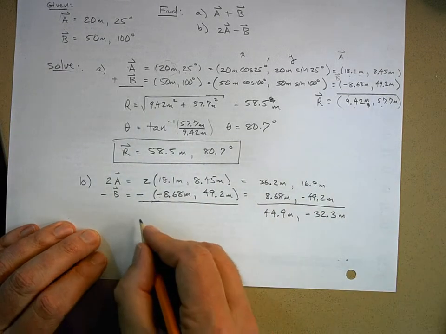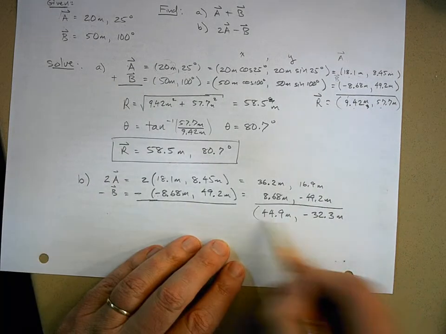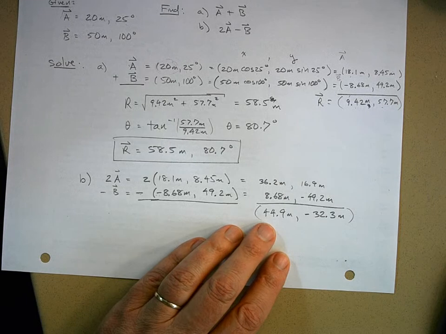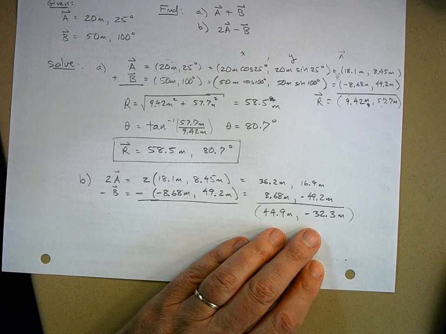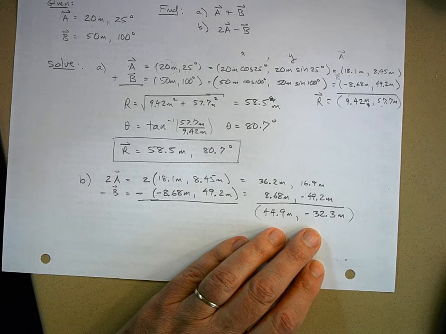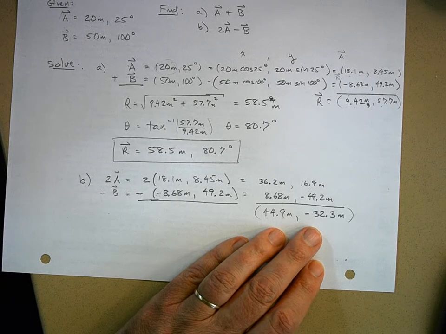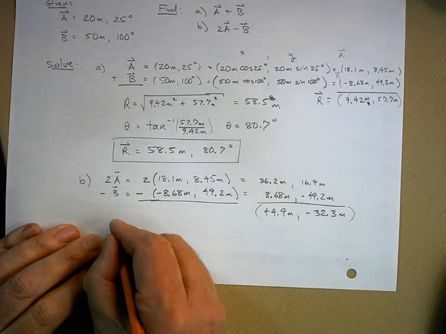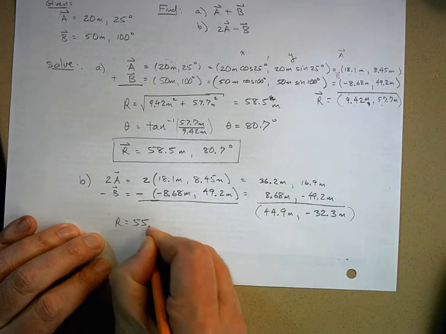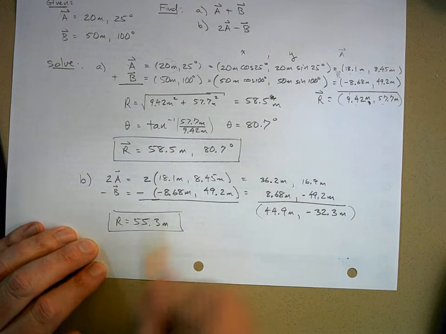Now let's go ahead and do the Pythagorean Theorem. I'm just going to do 44.9 squared plus 32.3 squared equals, then raise it to the power of 0.5, and I get 55.3 meters. Now we're going to use inverse tangent.